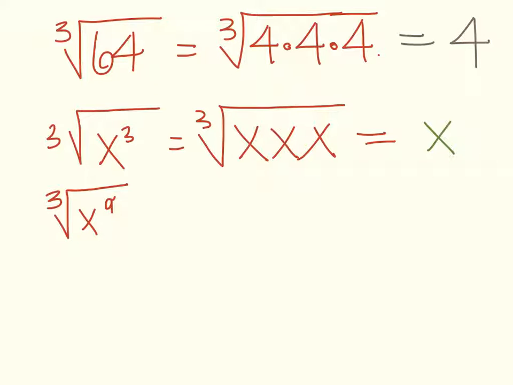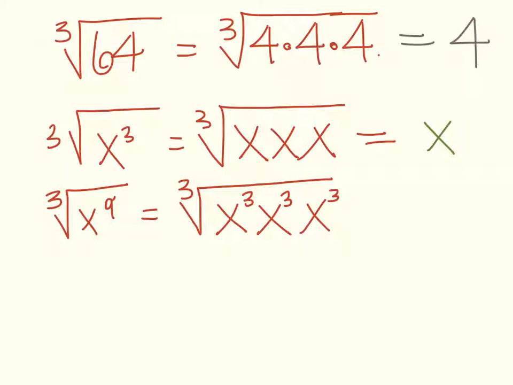What about the cube root of x to the 9th? Now let's think about our rules. The rules are when I multiply, I want to have 3 terms down here, and I want them to have the same power. So when I multiply a variable, if it has the same base, I do what with the exponents? I add them.